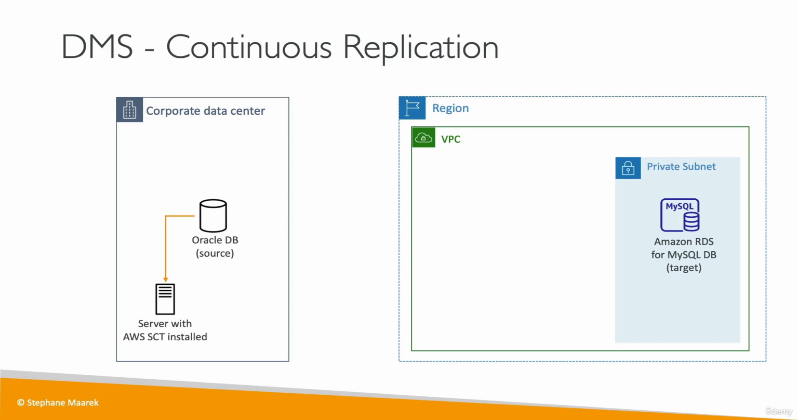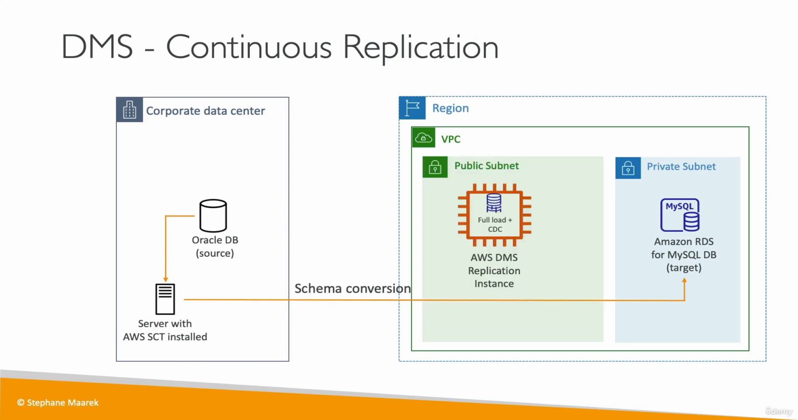So we set up a server with AWS SCT installed, and we can set it up on premises. This is best practice. And then we will do the schema conversion into our Amazon RDS database running MySQL. Then we can set up a DMS replication instance that will do the full load and the change data capture, CDC, to have continuous replication. And so it will perform the data migration by reading the database on premises, the source Oracle database, and inserting the data into your private subnets.